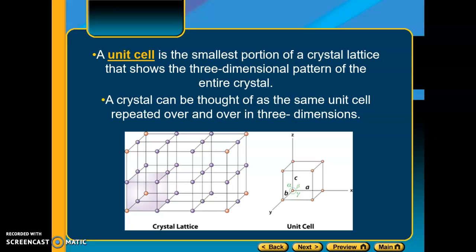So we can think of a crystal or crystal lattice as a set of repeating unit cells, and that would be repeated over and over and over again in all three dimensions. Ultimately, that builds together to make the crystal. So a unit cell really is just the simplest arrangement that can set the overall shape or structure of what the crystal lattice will be.